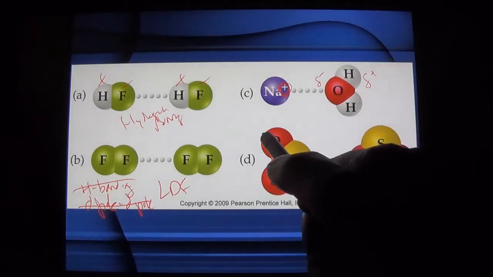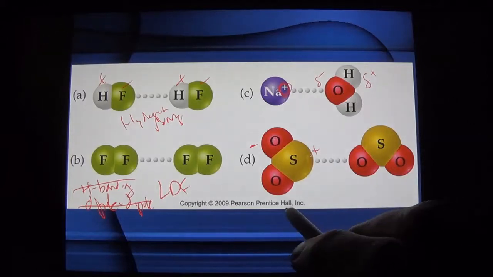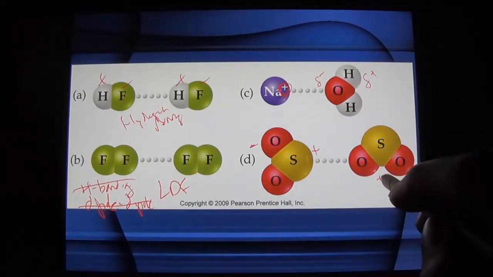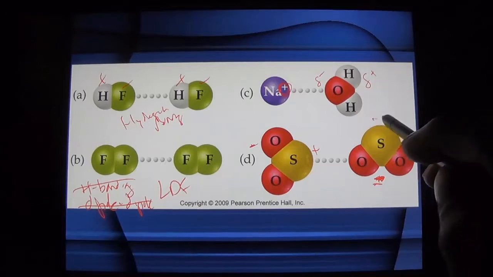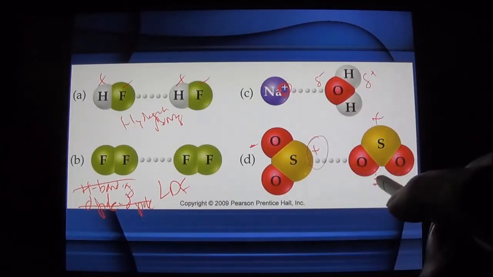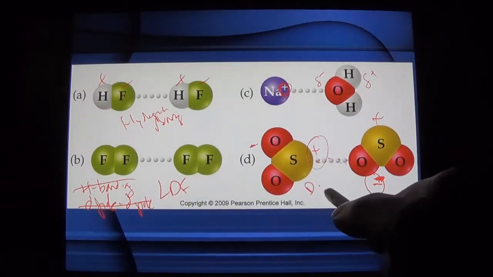Is this a polar molecule? Yes, this would be a polar molecule with the oxygen side being negative and the sulfur side being positive. How do I know that? Oxygen's more electronegative. Done. The electrons are with the more electronegative element. So that was wrong. That's supposed to be a negative side there, positive side there. So I have a positive side of a molecule being attracted to a negative side of a molecule. That would be dipole-dipole.